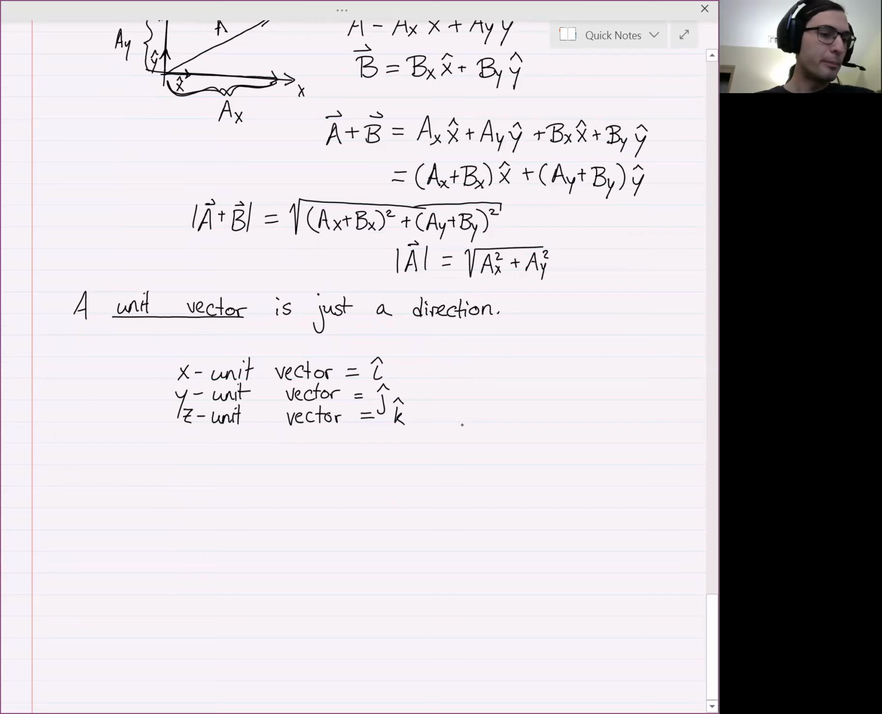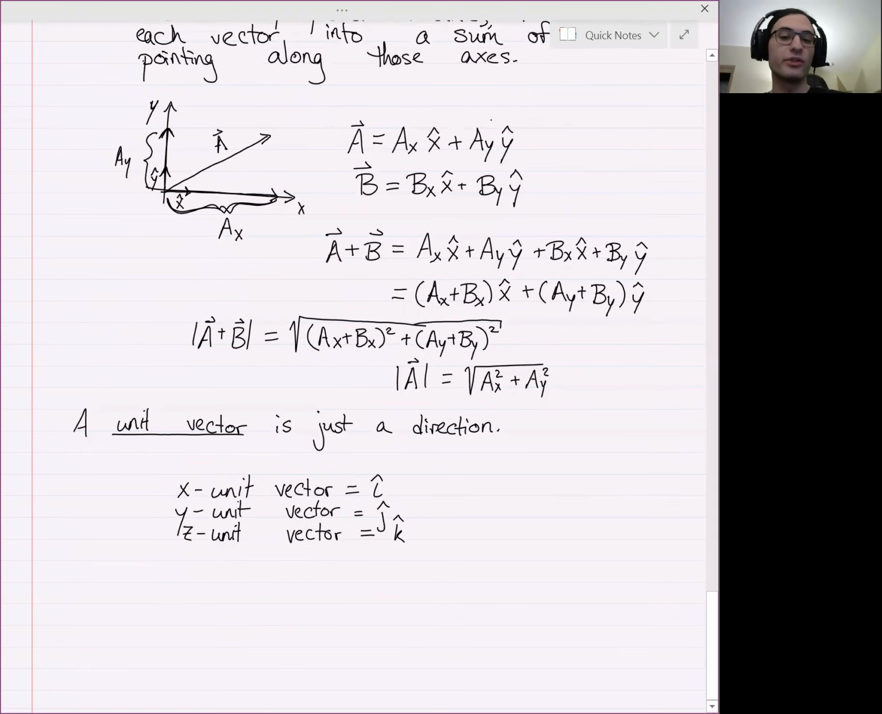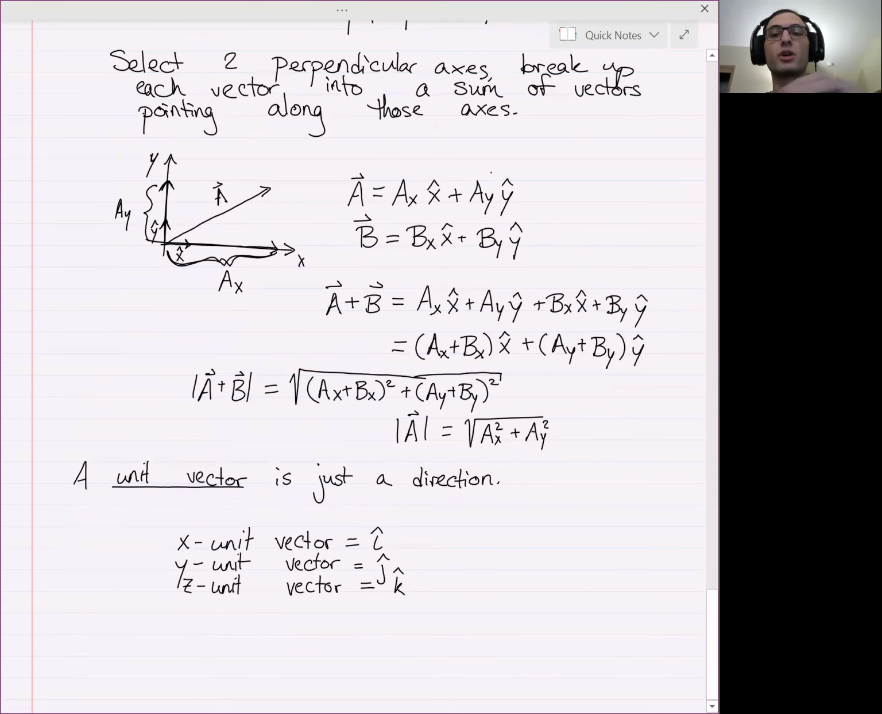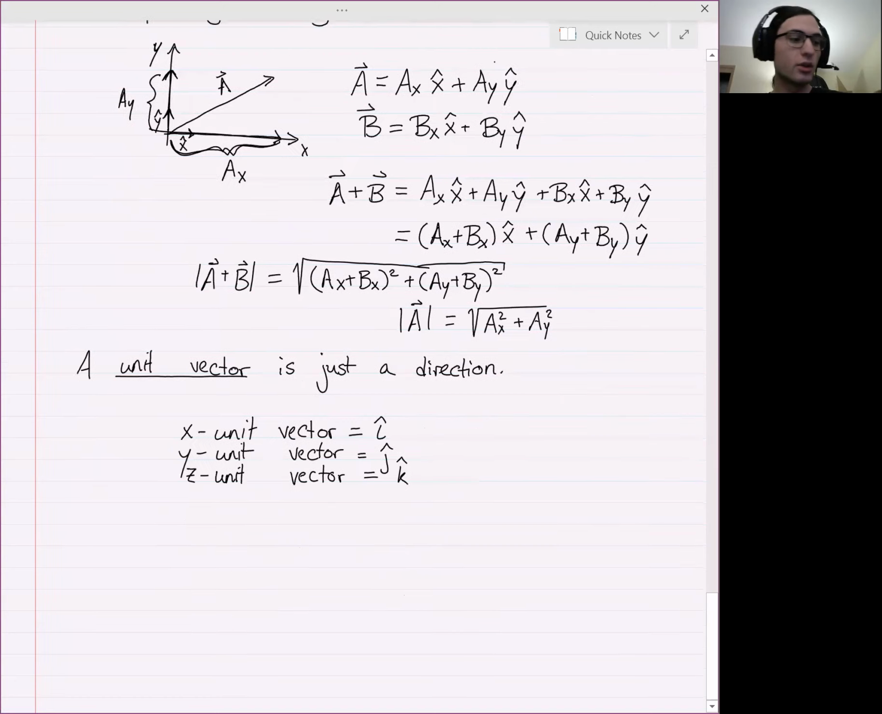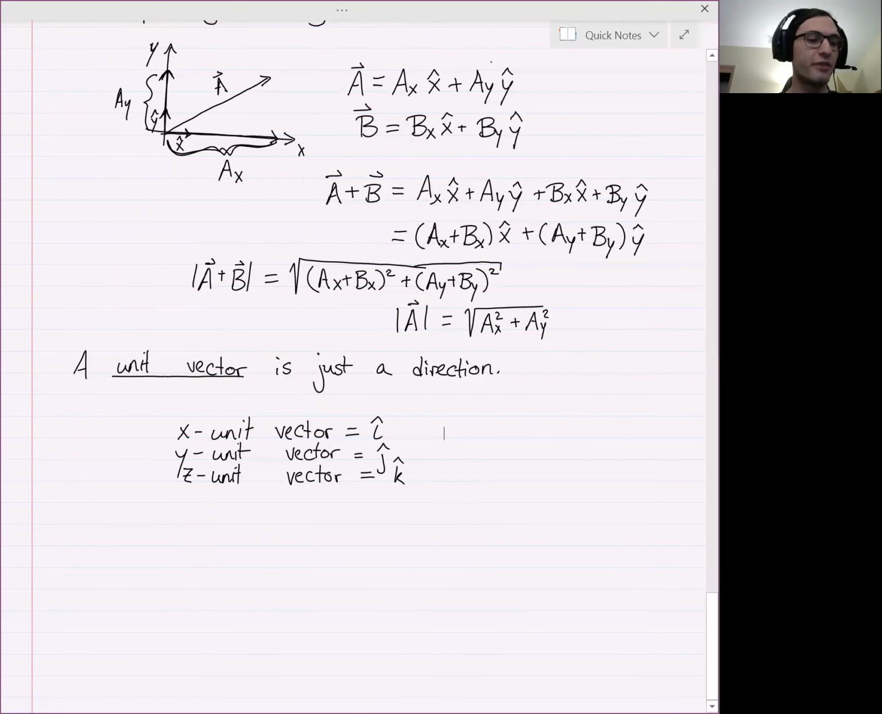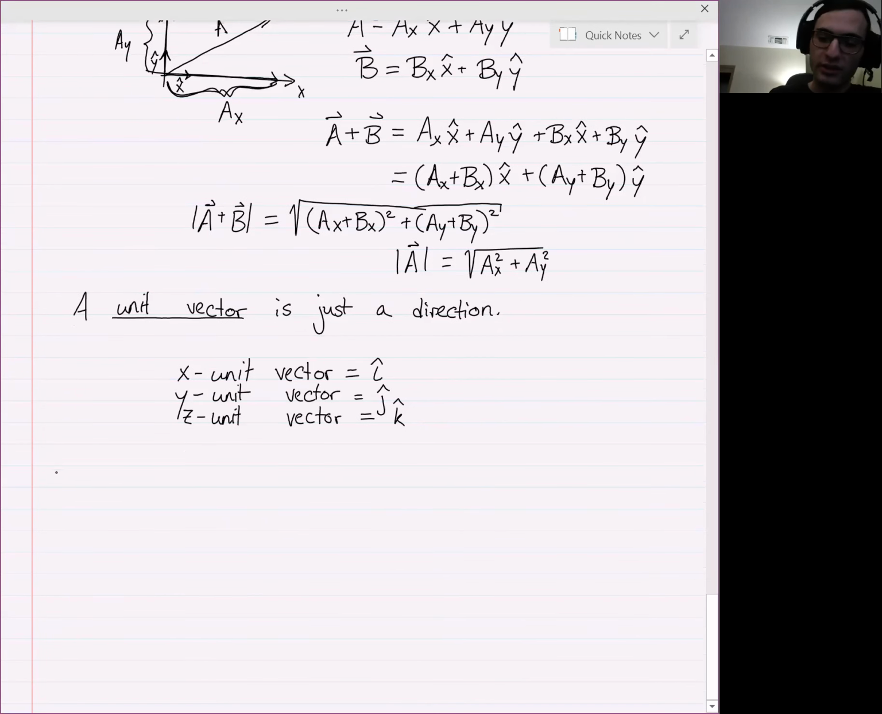Anyway, now that we have unit vectors defined and described, and we have tools to talk about vectors in terms of their components and their directions, we can start talking about multiplication of vectors. So let's talk about that.